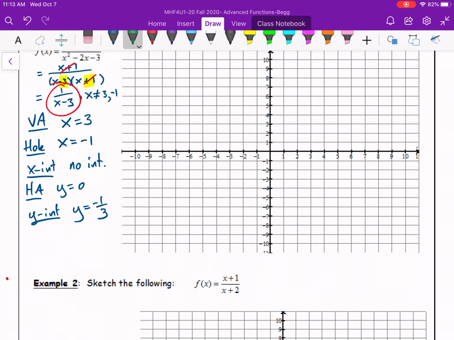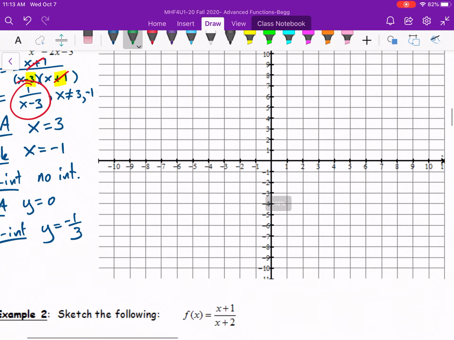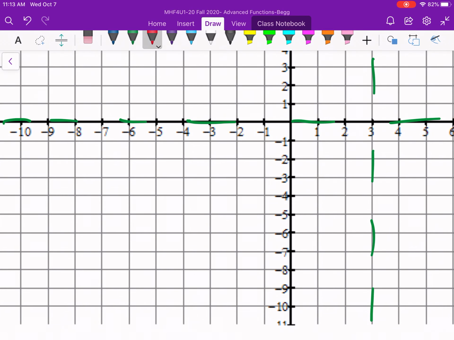So maybe I'll just use green for my asymptotes today. So vertical asymptote at 3. I'll just show that with a dotted line. No x-intercept. I'm going to skip the hole for now. Horizontal asymptote is the x-axis. Different dotted line. Y-intercept at y equals negative 1/3. So I'll put that here. There's negative 1/3. I can probably guess what the graph's going to look like from here.